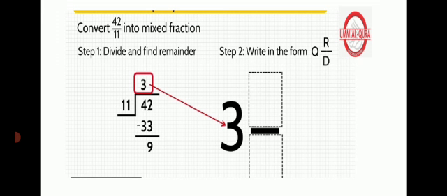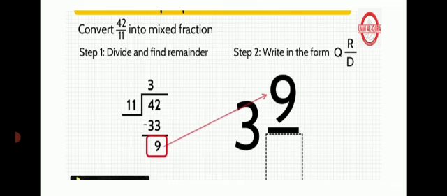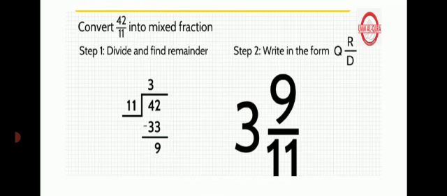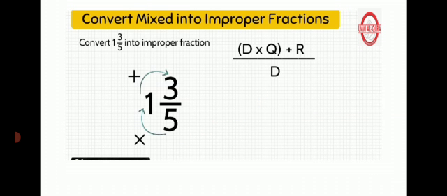We write in the form Q R by D. What's the meaning of Q? Quotient. Our upper value 3 is the quotient, and remainder by divisor. R means remainder. Remainder is 9 and divisor is 11. So first we write the quotient. Quotient is 3. Then remainder 9. Then divisor 11.